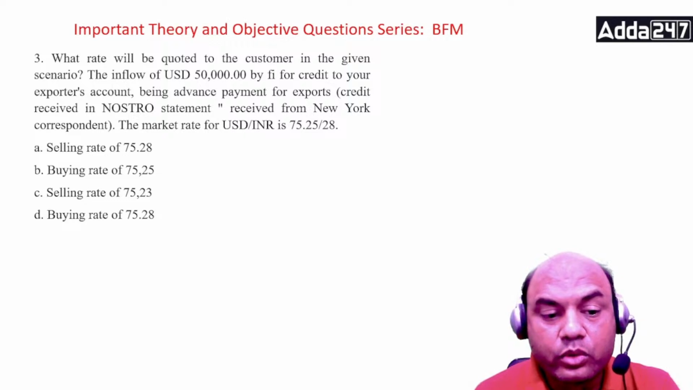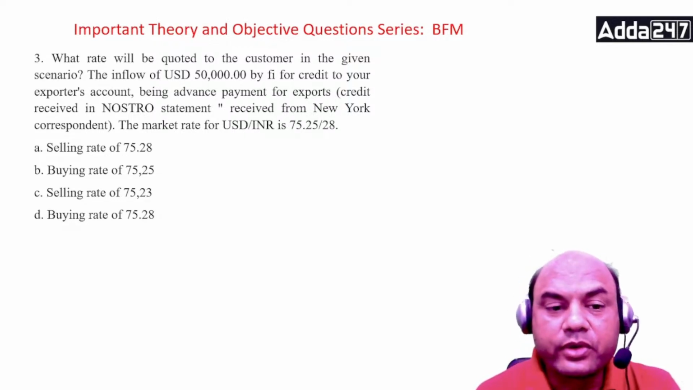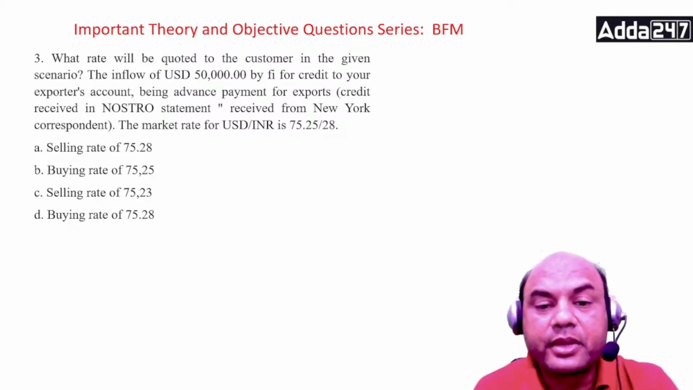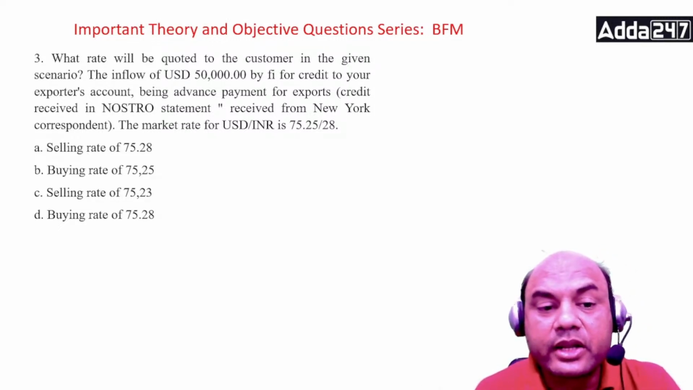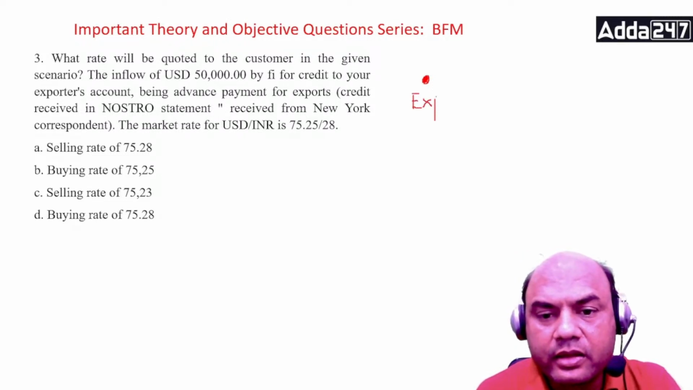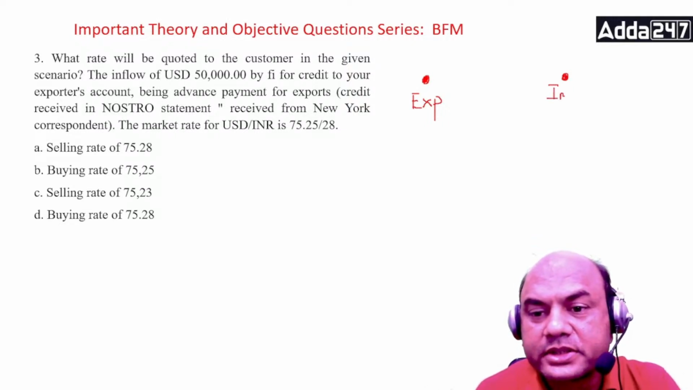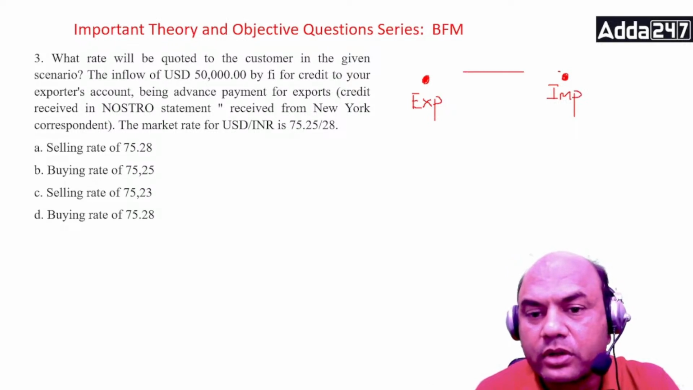In fact, I'll solve this query for you. See this, what is happening? Credit to your exporter's account. So this is my exporter, and this is some buyer or importer. Now this importer is giving money. See, these dollars are coming in.